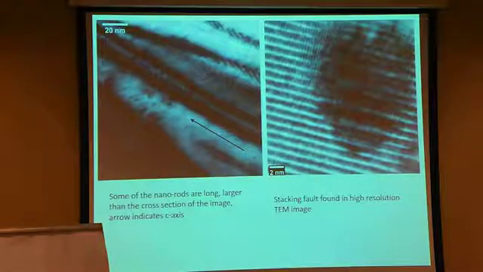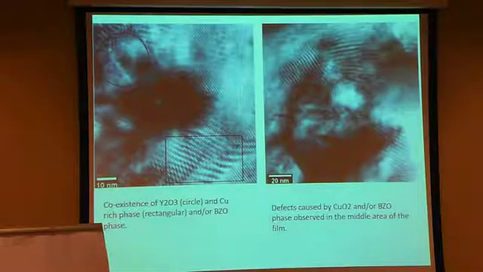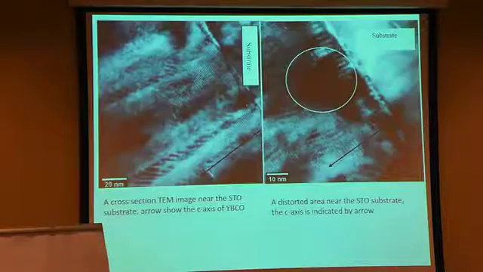You see some of the nanorods are very long. You have also stacking faults there. And if we combine barium zirconate with multi-layer using silver, we got the best results which we have obtained in that 4 years of ongoing project. So you see all these kinds of things are pinning centers, and we will go soon to see some results.